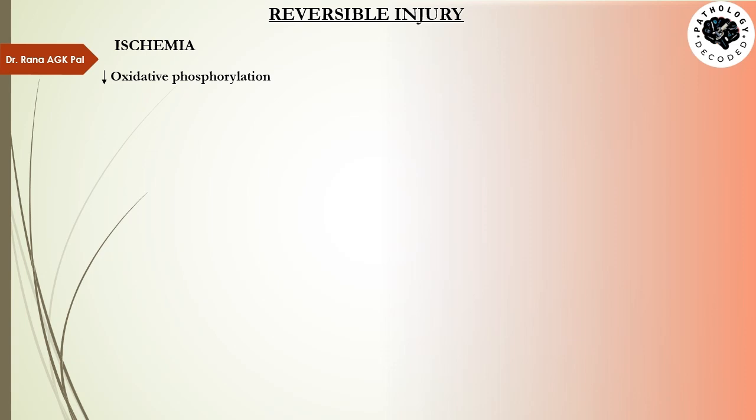So the first thing to occur is ischemia. Now this ischemia will lead to hypoxia, and the first thing which this hypoxia will cause is decrease in oxidative phosphorylation. Now all of you remember that oxidative phosphorylation involves burning of one molecule of glucose and production of ATP by the mitochondria. So this decreased oxidative phosphorylation will cause decrease in production of the ATP.